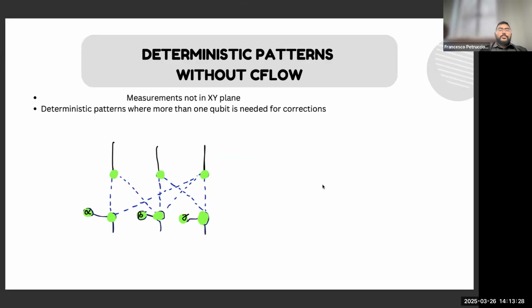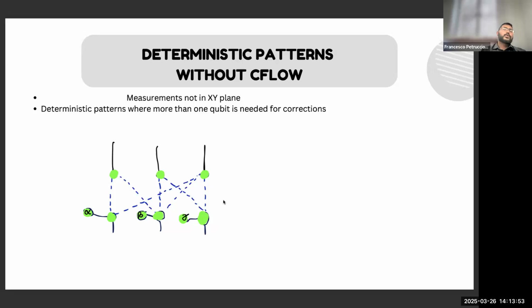But that's not the full story, because there are deterministic patterns that don't have causal flow, or C-flow. Examples of this would happen when our measurements are not all in the XY plane. Or we could also have deterministic patterns where more than 1 qubit is needed for corrections from a single measurement.